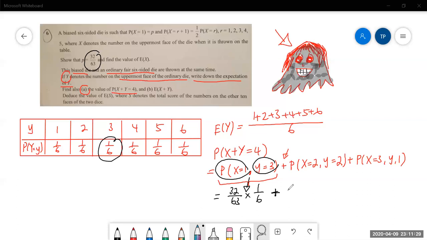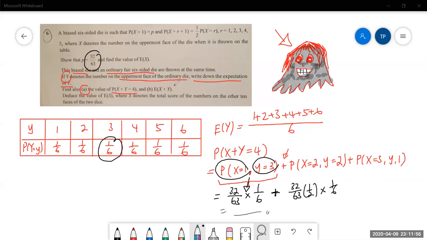Okay. So coming back to this, probability of x equals 2. So what's the probability of x equals 2? It will be 32 over 63 times half, correct? Then times 1 over 6 again. So you should know how this thing works out. From here you should know already.